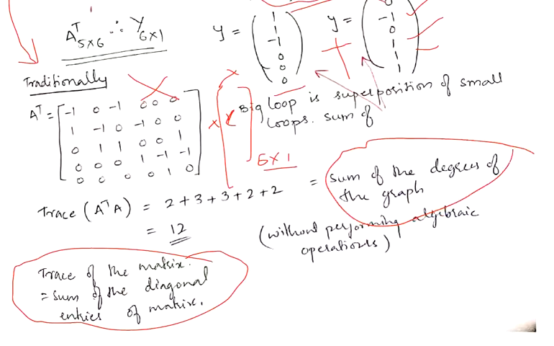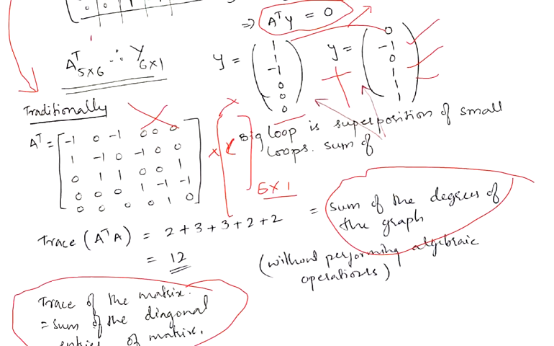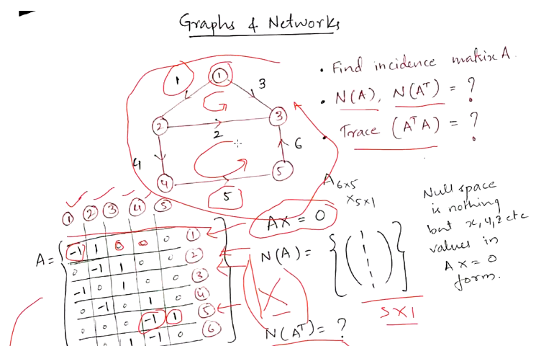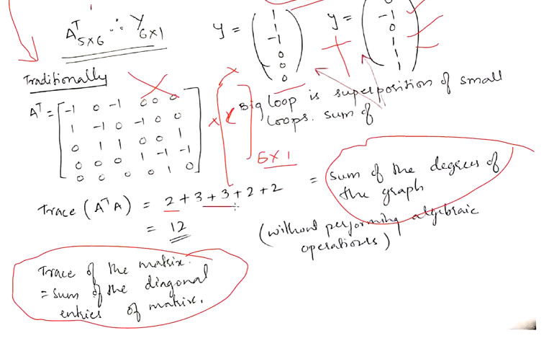What is the degree of the graph? It is the number of edges connected to each node. For the first node, how many edges are connected? 2, right? See here, I have written 2. For the second node it is 3. For the third node it is 3 again, and for 4 and 5 it is 2 and 2. So it is 3, 3, 2, 2, and the value is 12.